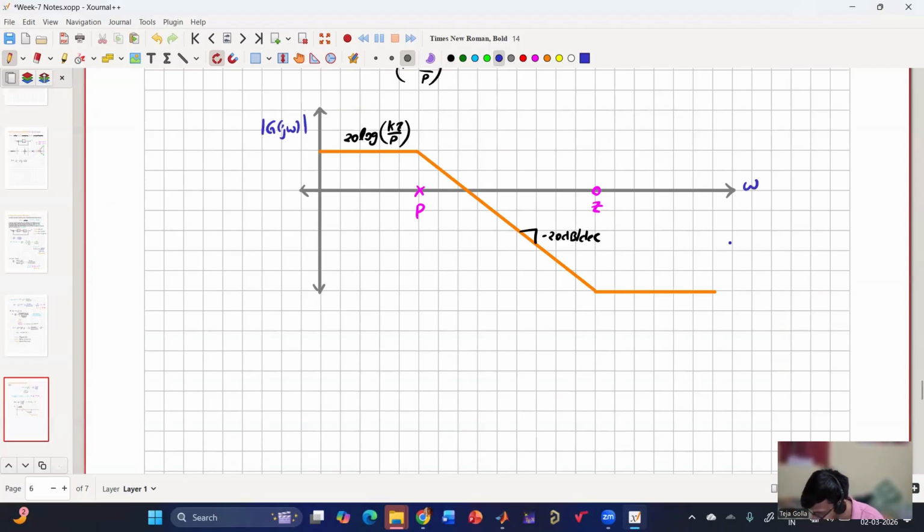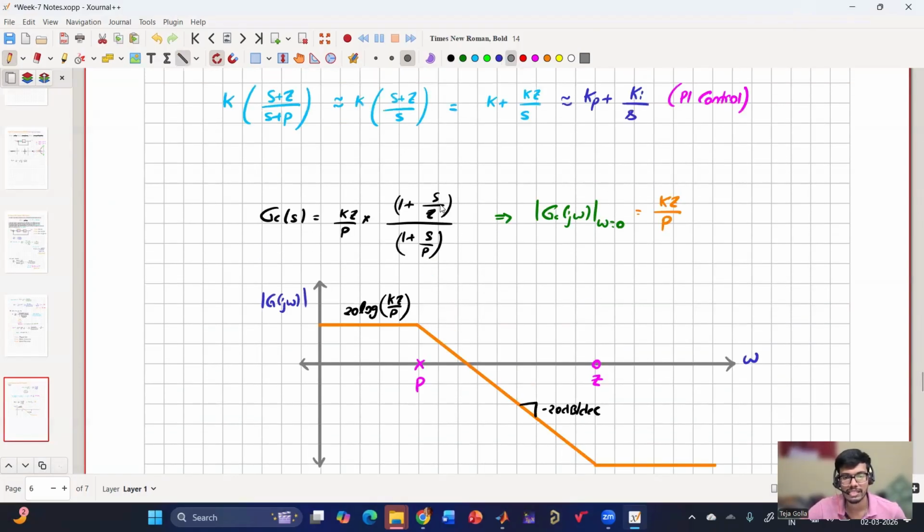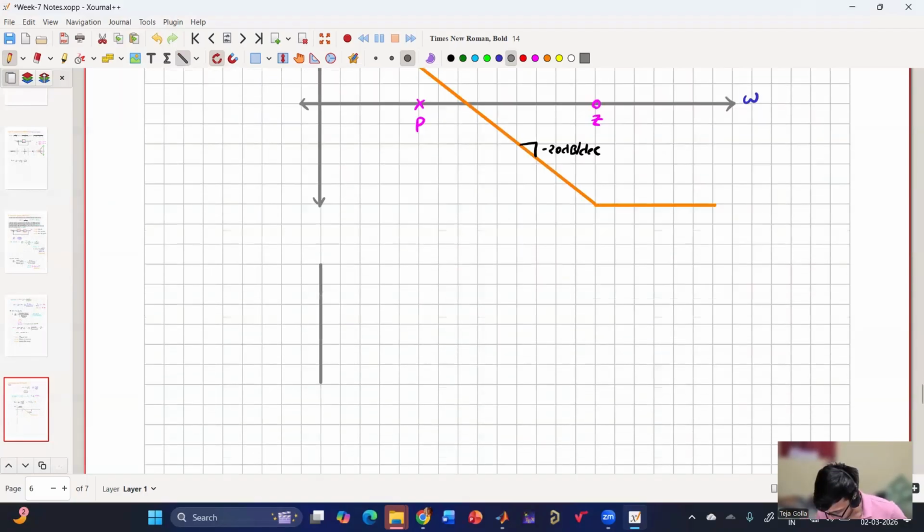And then this is omega. Is the magnitude plot clear? Yes, sir. So now similarly, if we draw the phase, let me draw the phase plot. Phase will start from zero because at omega equals to zero, phase is zero. So it will start from omega equals to zero. It will start from zero.